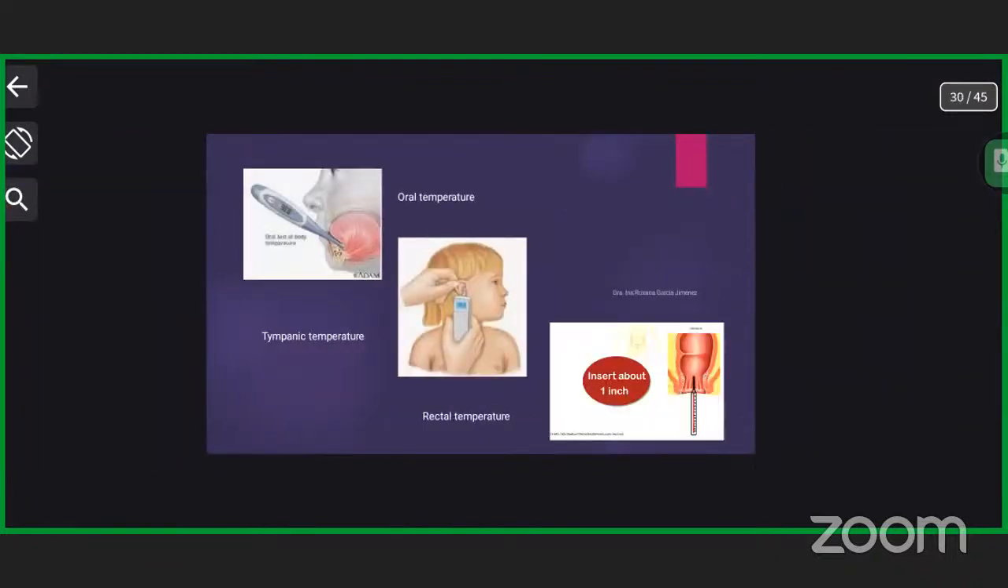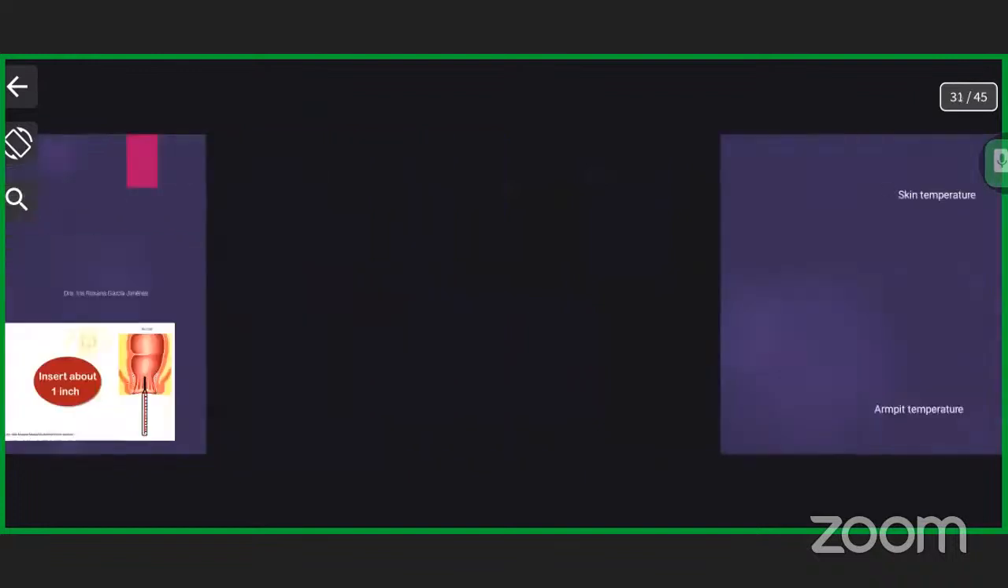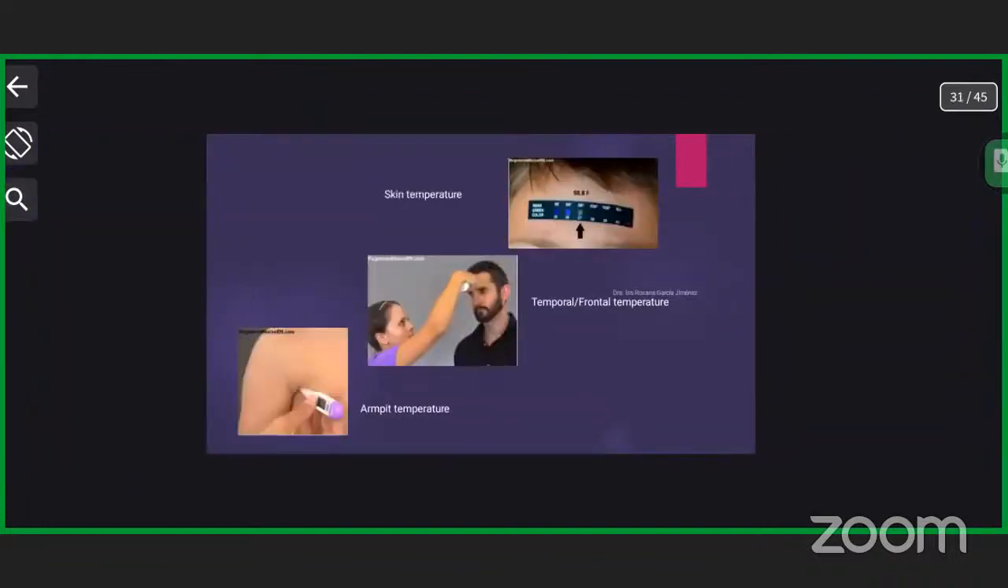But now in this slide we can see the common places to take it. The oral temperature, the tympanic temperature, the rectal temperature. Insert about 1 inch, take it into consideration for the rectal one. We have the skin temperature, the temporal or frontal temperature, and the armpit temperature or axillary temperature.